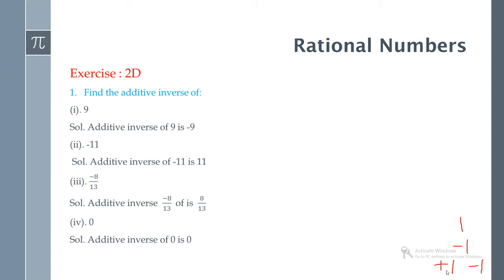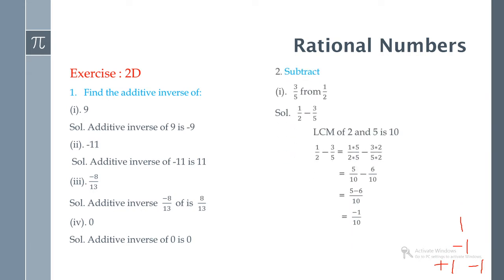Coming to exercise 2D: find the additive inverse of 9. The additive inverse of 9 is minus 9. The additive inverse of minus 11 is 11. The additive inverse of minus 8 by 13 is 8 by 13. The additive inverse of 0 is 0, because you don't have any other numbers here. Plus 0 or minus 0, it is 0 only.